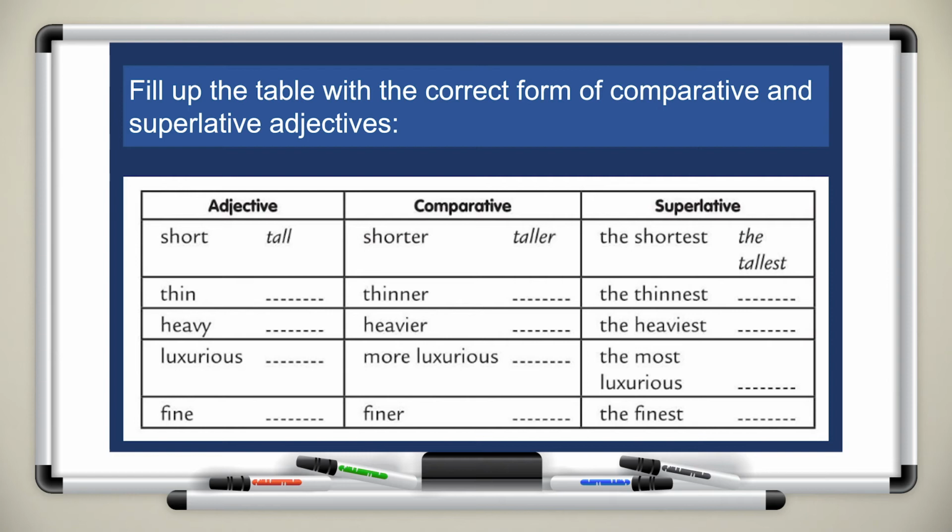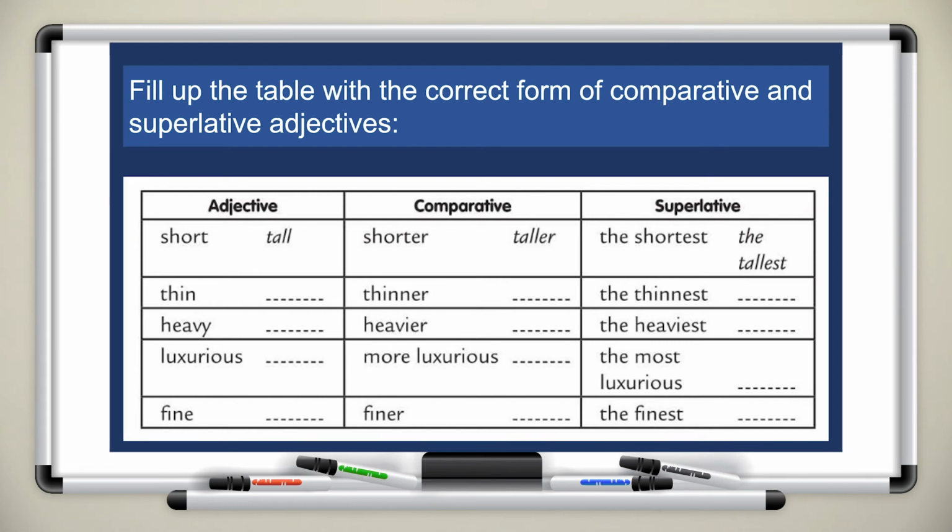What is the opposite of thin? You have to put the adjective and then make it a comparative adjective and then make it a superlative adjective, as well as heavy, luxurious, and fine. Find the opposite first and then turn it into a comparative adjective and then to a superlative adjective. I'll give you a couple of seconds. You have to do it by yourselves first. Do as shown in the first cells.